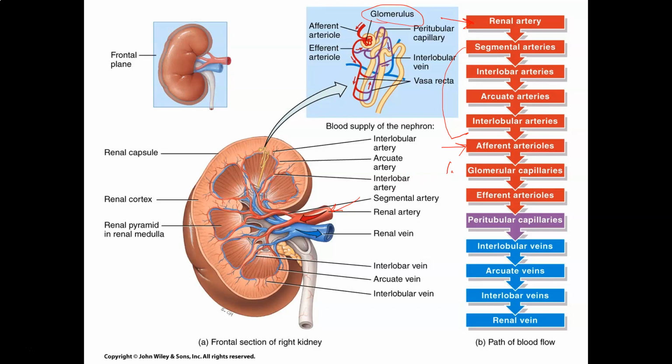So blood leaving the glomerular capillaries goes out through an efferent arteriole and then into the second capillary bed in the kidney called the peritubular capillaries. And then that goes into some small veins that you can see in this view over here, like the interlobar and arcuate veins, and then they all converge to form the big renal vein, which carries blood out of the kidney. So the main thing I want you to focus on here are these 2 capillary beds.